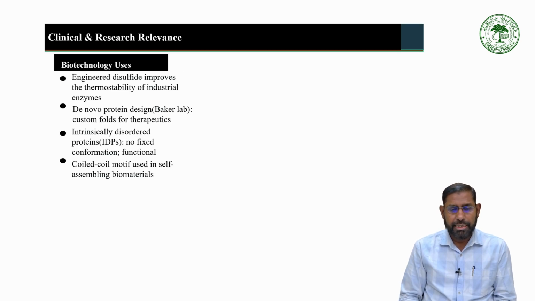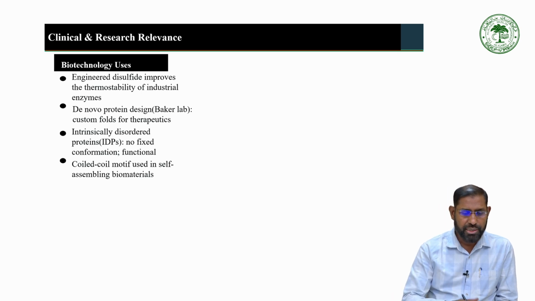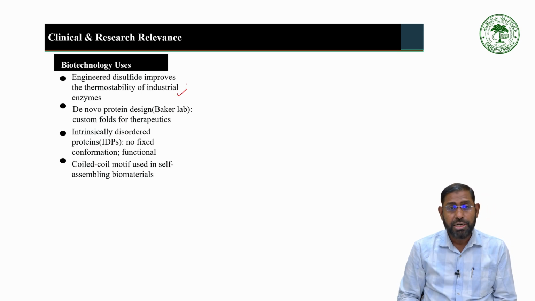Now the biotechnology uses. What are the biotechnology uses of this? Engineered disulfides improve the thermostability of industrial enzymes. With the help of disulfide bonds, when we introduce a cysteine into different engineered enzymes, we get industrial enzymes with very high stability, very thermally stable, so we can apply it in this case. Also there is de novo protein design by the Baker Lab, custom folds for therapeutics. That is also designing different folded proteins for therapeutic applications.